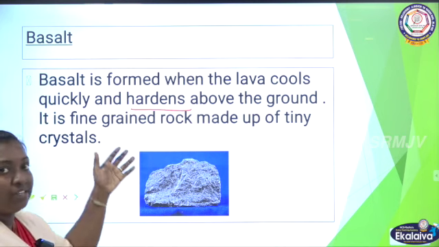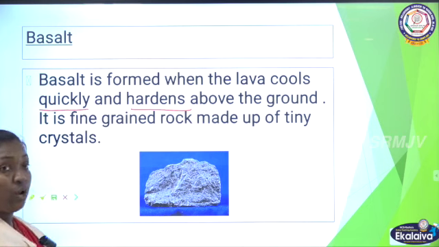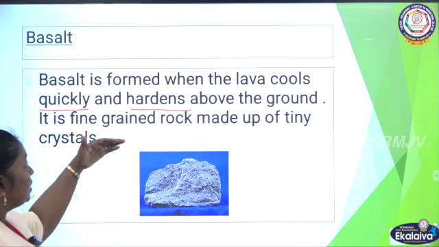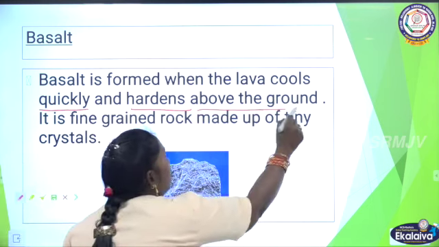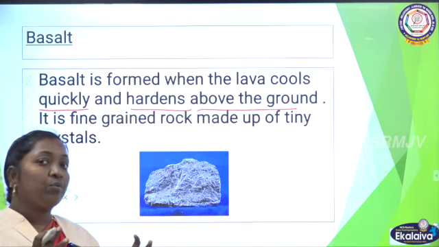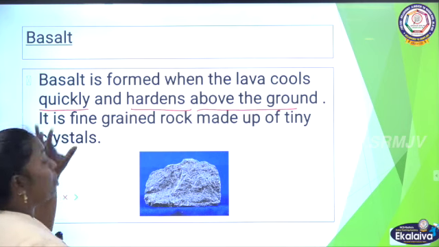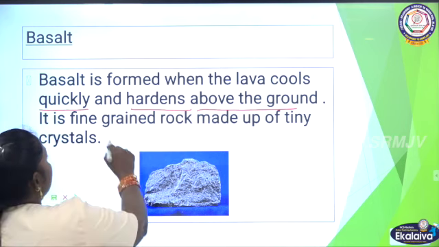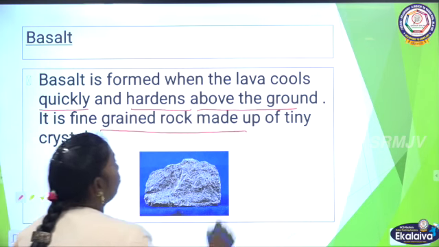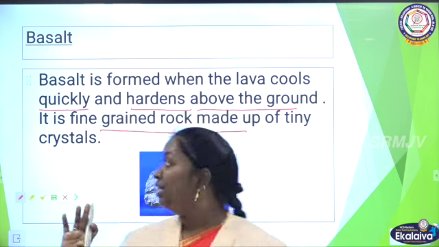Here, if you take basalt, it cools very quickly, so that it hardens and reaches above the ground. Since it flows out above the ground, it cools and hardens very quickly. So based on this, the basalt rock has been formed. It looks like a grained rock, made up of tiny crystals. This is the structure of the basalt.